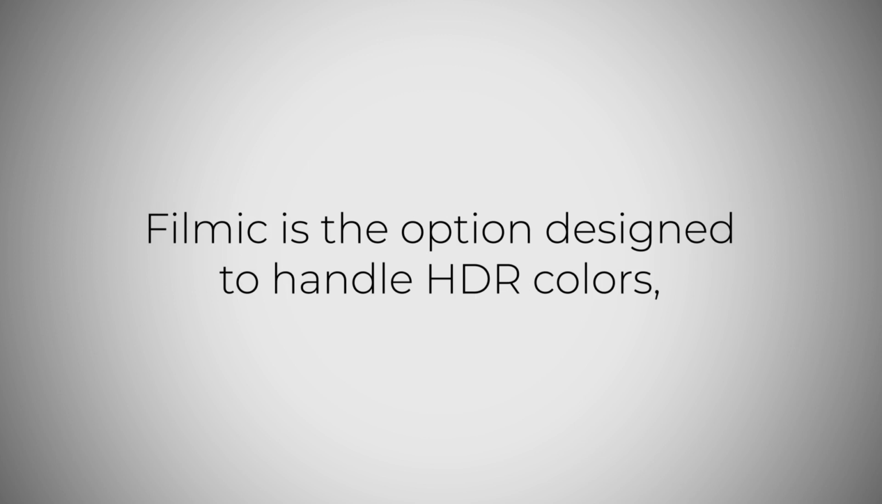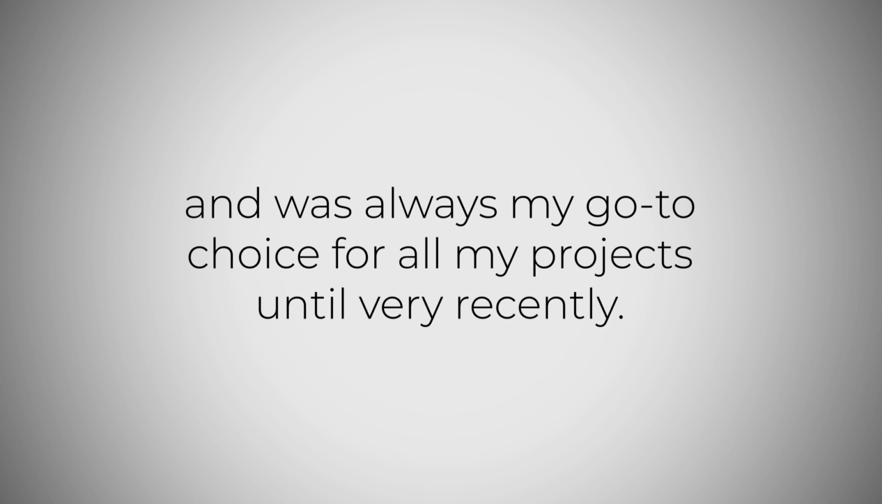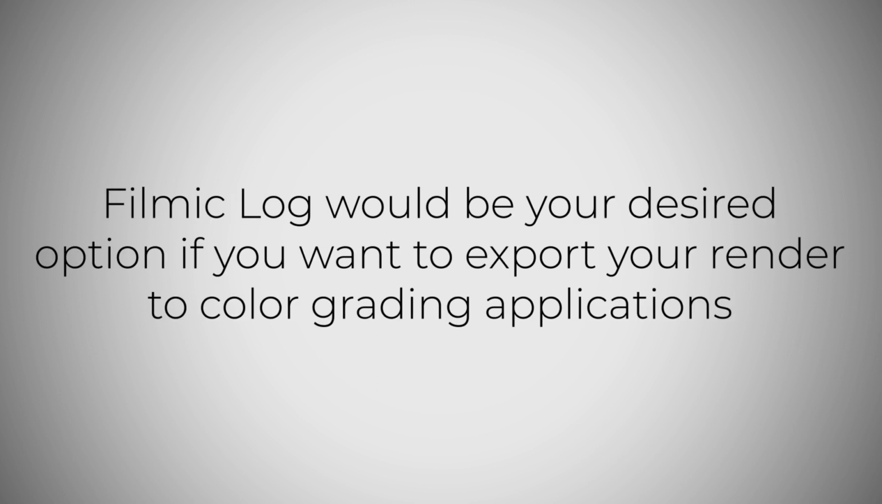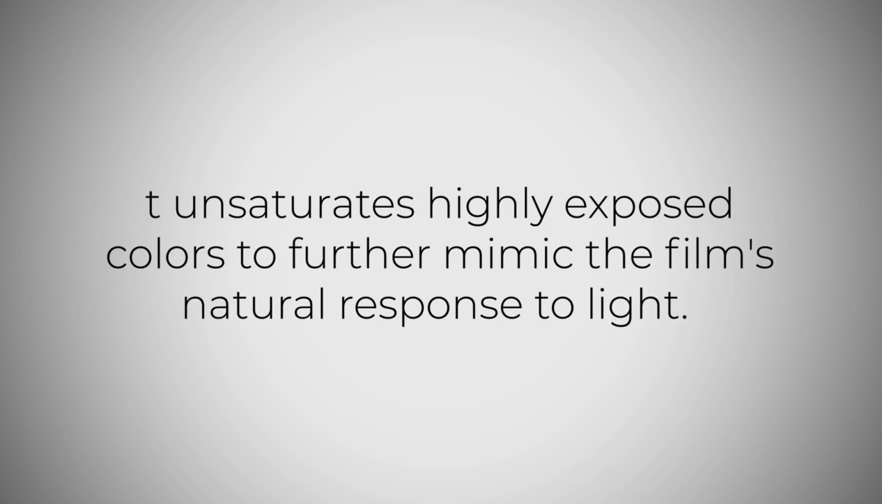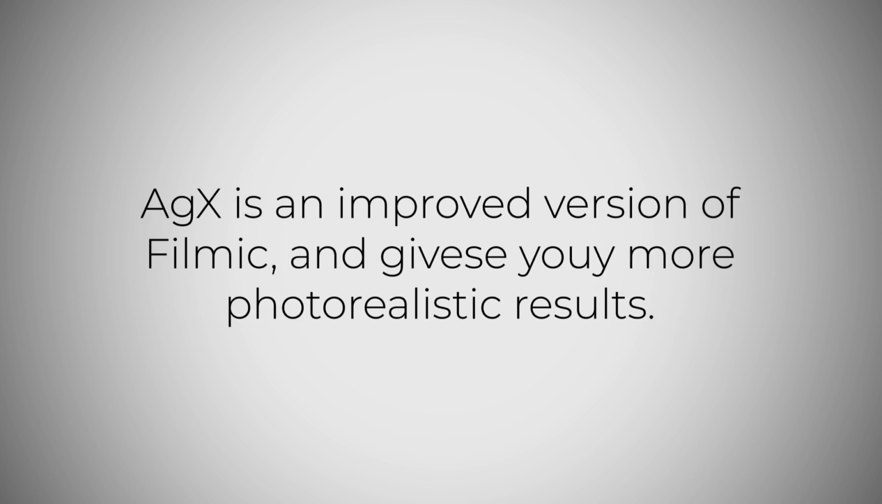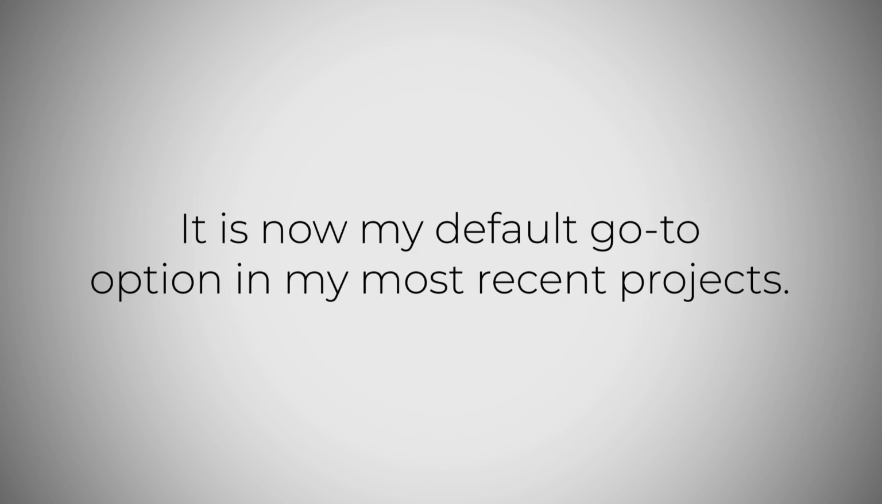Filmic is the option designed to handle HDR colors. It was always my go-to choice for all my projects until very recently. Filmic Lock would be your desired option if you want to export your render to color grading applications or to inspect the image by flattening out the darkest and lightest areas. AGX is an improved version of Filmic and gives you more photorealistic results. It unsaturates highly exposed colors to further mimic the film's natural response to light. It is now my default go-to option in my most recent projects.